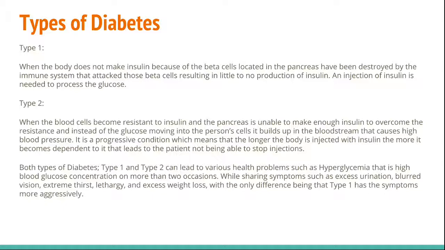Both type 1 and type 2 diabetes can lead to various health problems such as hyperglycemia, which is high blood glucose concentration on more than 2 occasions. While both share symptoms such as excess urination, blurred vision, extreme thirst, lethargy, and excess weight loss, the only difference is that type 1 has these symptoms more aggressively.